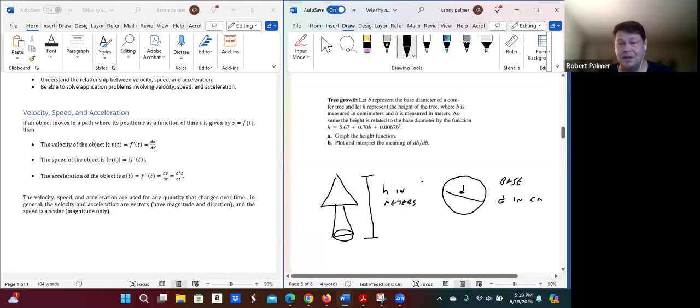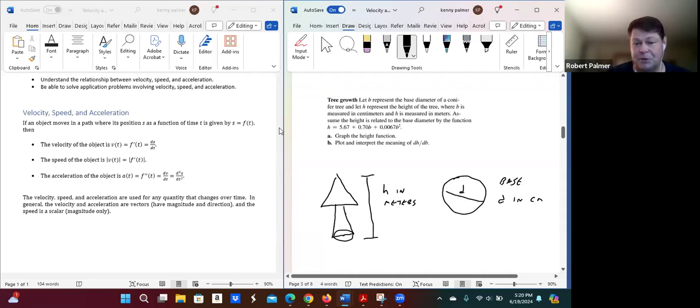What it says is that the height is related to the base diameter by this function. What this tells us is how tall we expect this tree to be based on its base diameter, how big it is across at the bottom. They can often get functions like this through just collecting data. If you ever talk about curve fitting, you have a bunch of data for a bunch of different trees for base diameter and height, and then they use something like Microsoft Excel to come up with an equation like this to relate those two.